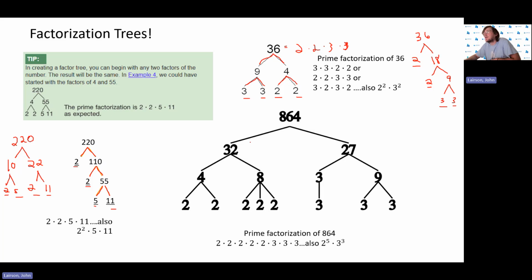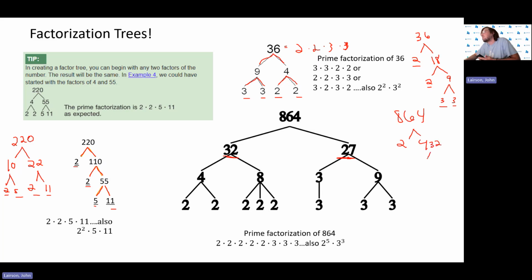864. Again, it's the one drawn here, right? It's very hard to see that 32 times 27 is 864. In fact, I have to double check that. It's true. So if you do somehow see that right away, you could start off with those numbers. But honestly, I'm not even going to go through it like that. I'm going to go through it how I would do it. This is even, so 2. 864 divided by 2 is 432.